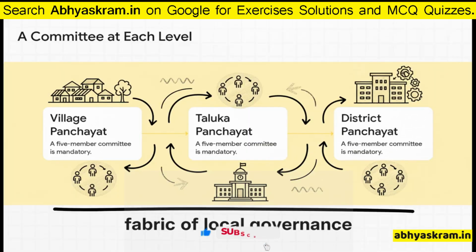behind. And this isn't just an optional thing. A 5-member Social Justice Committee is mandatory at all 3 levels, village, taluka, and district. This effectively hardwires the principle of social justice right into the very fabric of local governance.